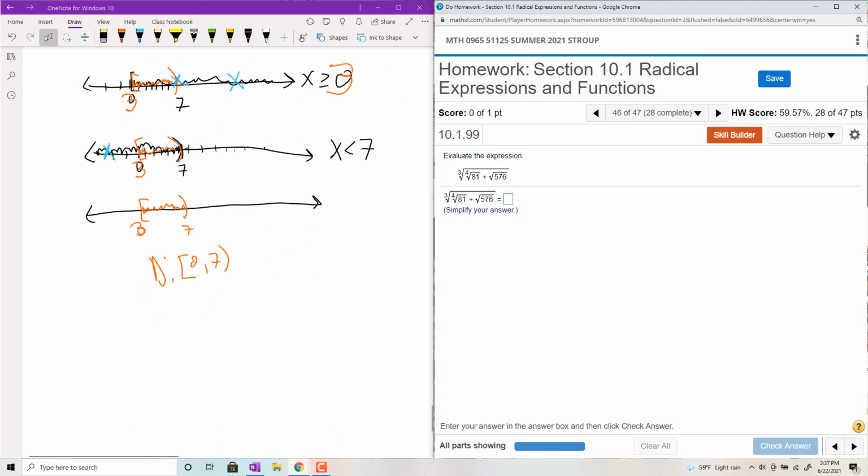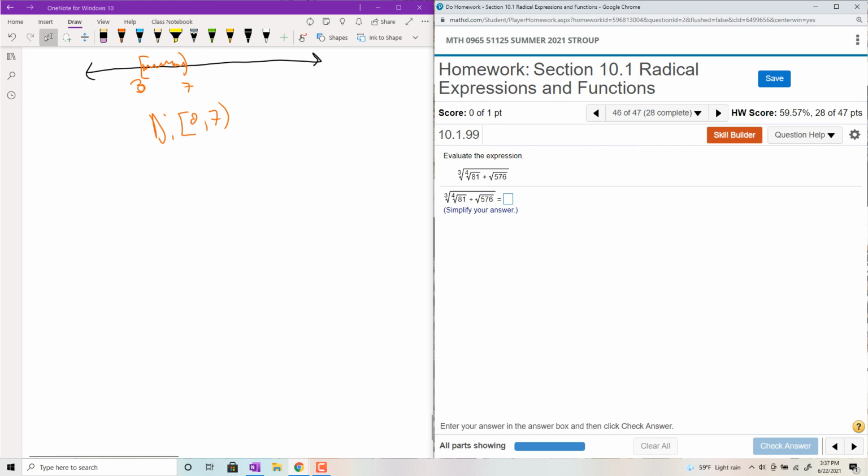Next. Oh, look at that thing. The cube root of 4 through to 81 has got to be 3. So the cube root of 4 through to 81 again is 3 plus the square root of 576, whatever that is.